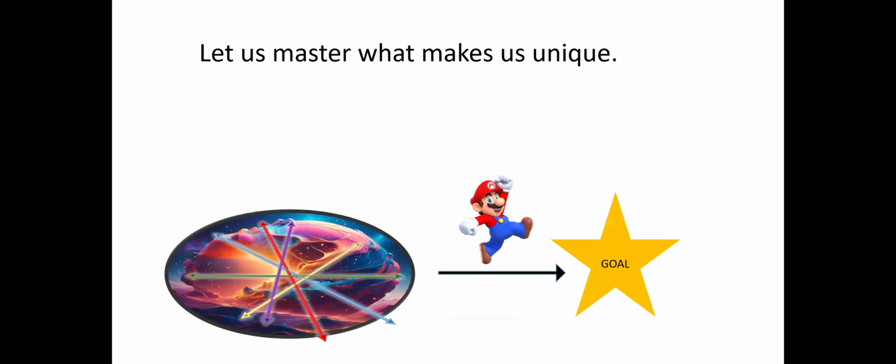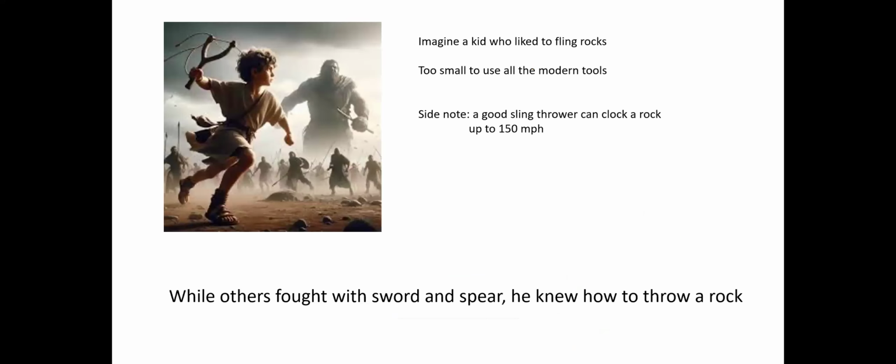But to reemphasize and encapsulate all this, let us master what makes us unique. David, I like to use David in the Bible because he was a shepherd. He liked throwing rocks. That was the tool he liked to use. He was too small to use modern warfare. And one of the side notes when you do research is that a good sling thrower can fling the rock up to 150 miles per hour.